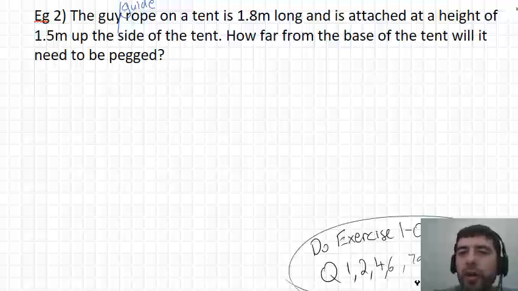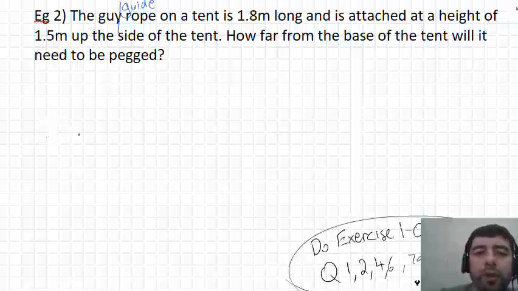I think it's a bit strange anyway, but a guy rope on the side of a tent is 1.8 meters long and it is attached at a height of 1.5 meters up the side of the tent. Well, how far away from the tent do you need to peg it in so the rope is tight so that the tent doesn't fall over?